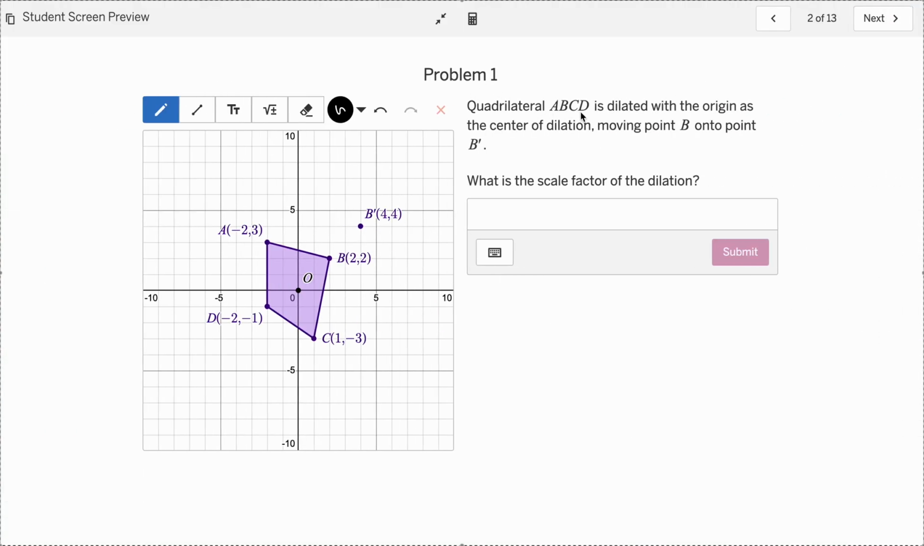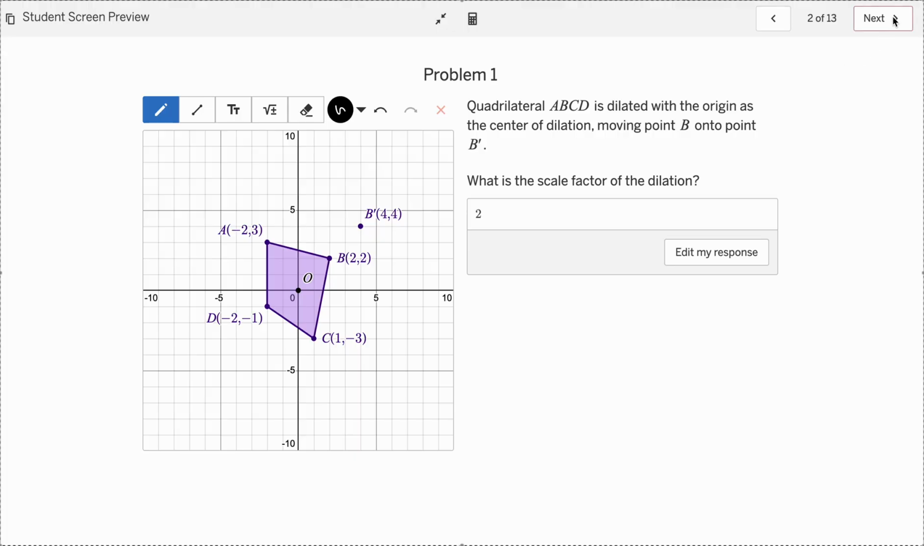It says quadrilateral ABCD is dilated with the origin as the center of dilation, moving point B onto point B prime. What is the scale factor of the dilation? If we're starting at O, at 0, 0, which is our center of dilation, and I know what B prime is, I can figure out the distance between O and B in order to figure out what the scale factor is. Looking from O to B, I go up 2 over 2. So if I go up 2 over 2, that's 1. Up 2 over 2, that's 2. So then my scale factor would be 2.